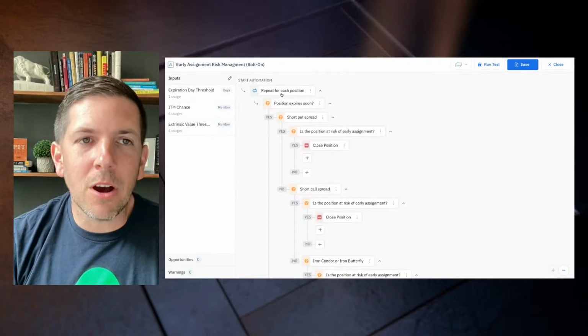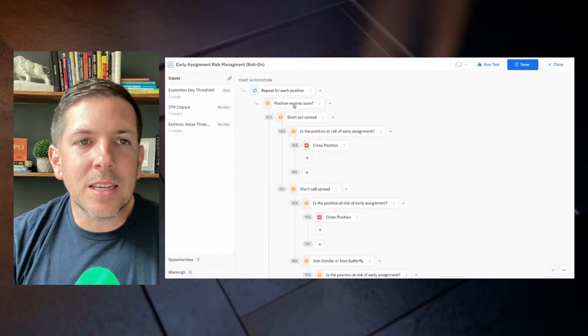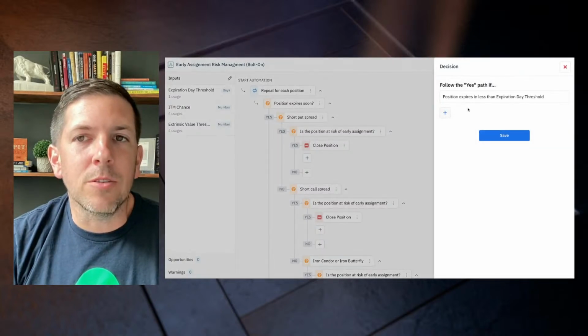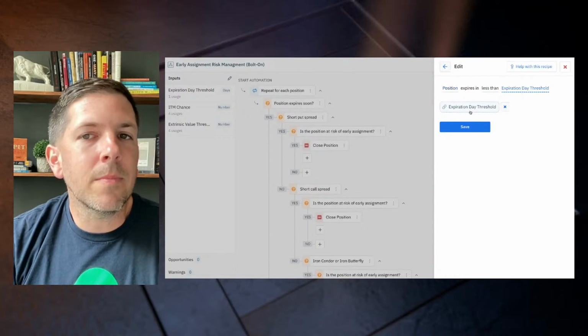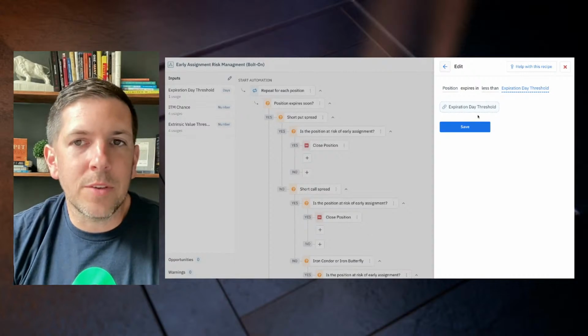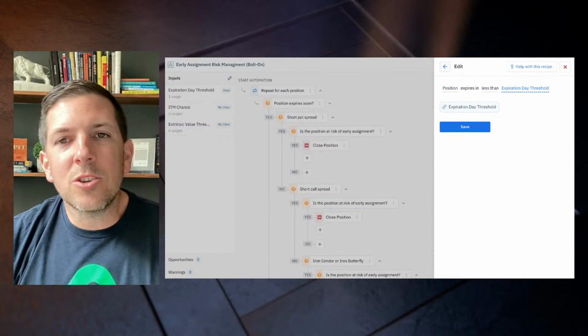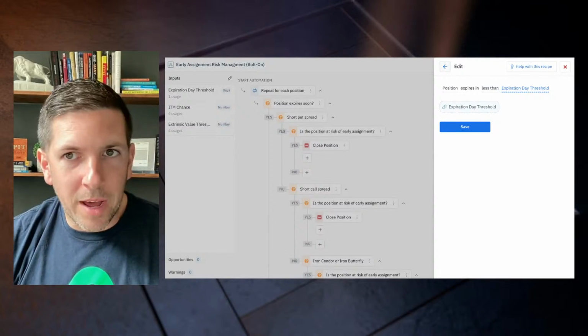But essentially, the automation is going through every position in the bot and asking the question: does the position expire soon? What do we mean by soon? This is where you'd set your expiration day threshold. You would say the position expires in less than X days, whatever the number of days is. I usually set mine to about 5 days. So if the position doesn't expire in less than 5 days, don't worry about it right now.